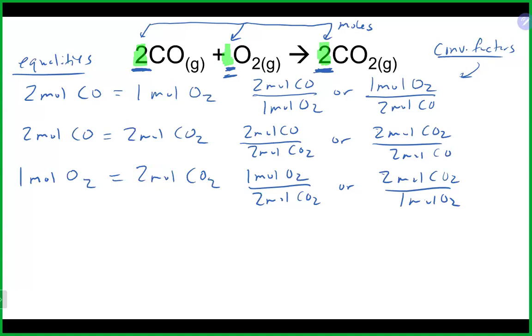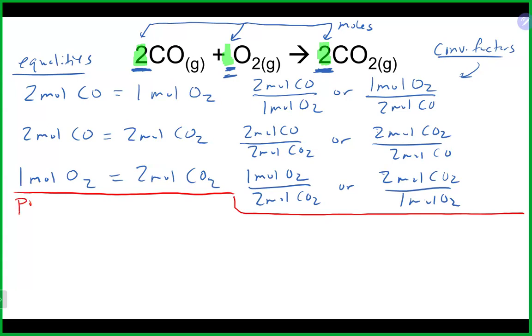So how do we use this? Let's just say, for example, that in this particular case, I produced, we'll go with 12.1 grams of CO2 in this reaction. And I want to know how much O2 did I start with. So I want to know how many grams of O2 did I start with.